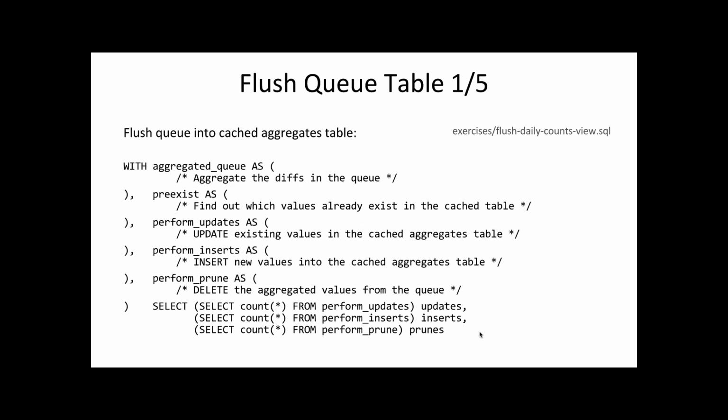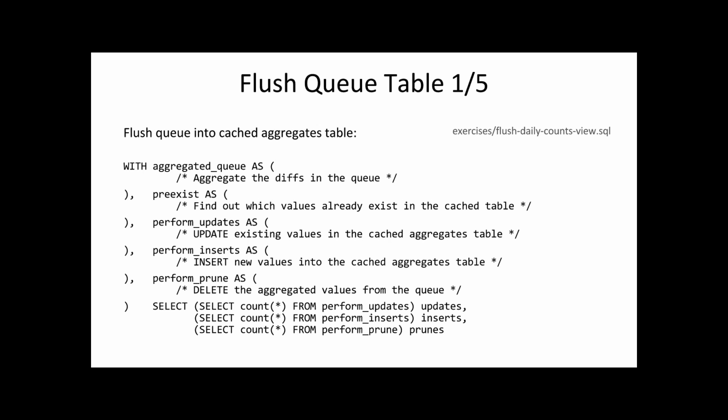So flushing the queuing table into the cached aggregates table is a bit involved because we need to do a couple of things at the same time. One is we need to sum up all the values in the queue for each date. Then, because we still have the upsert problem, we need to check which values already exist in the cache table. And by the way, even if you're on 9.5, it's probably quicker to do it this way than to do actual upserts.